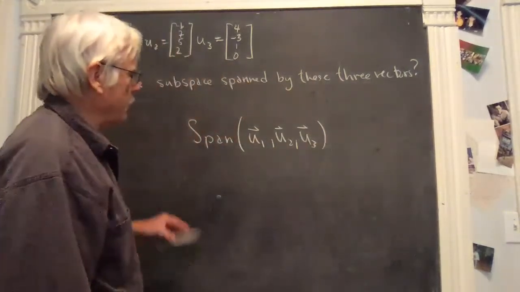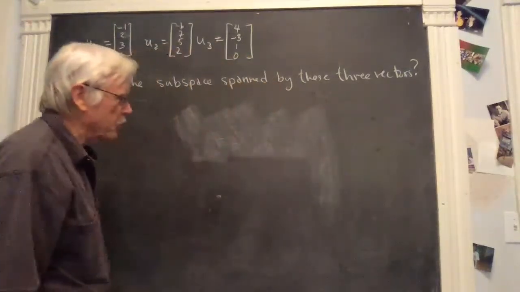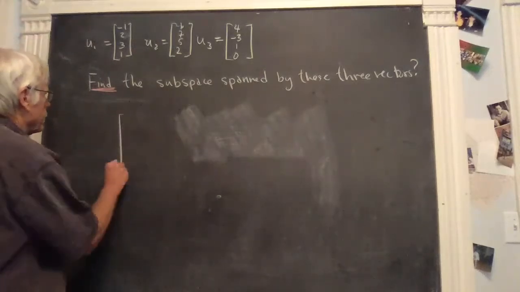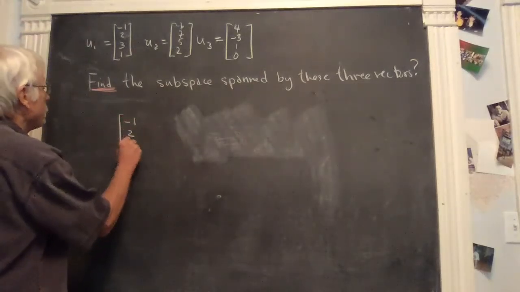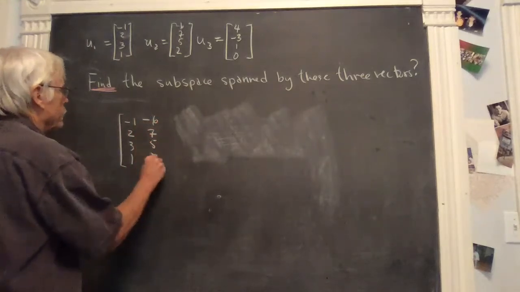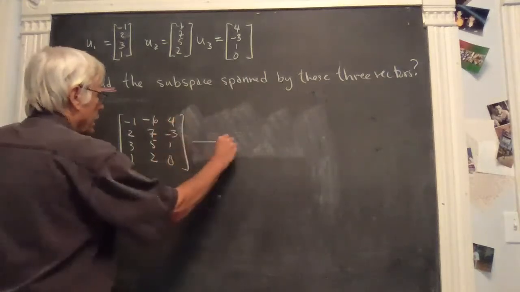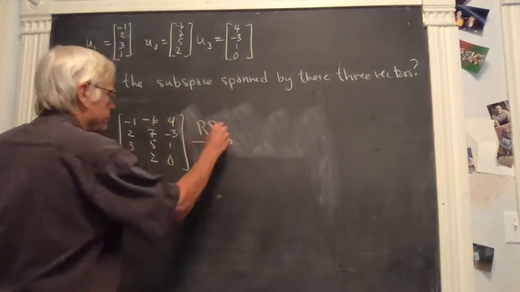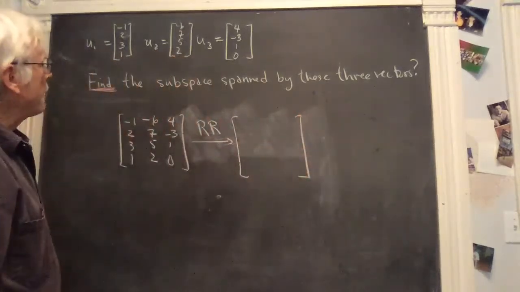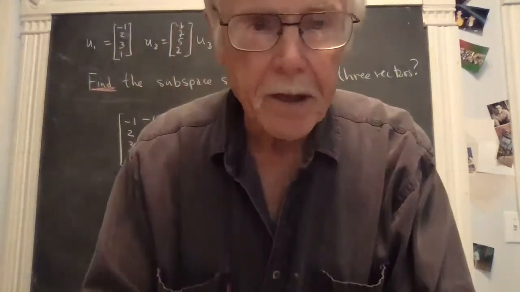But it doesn't give you really much information. So I'd like to take a look at what we've done already and give another way to do this problem. So I'm going to put these vectors into a matrix: minus 1, 2, 3, 1, minus 6, 7, 5, 2, 4, minus 3, 1, 0. I'm going to row reduce this matrix, see what we get, and this will give me information about the span of those three vectors. So let me take a look at that here.